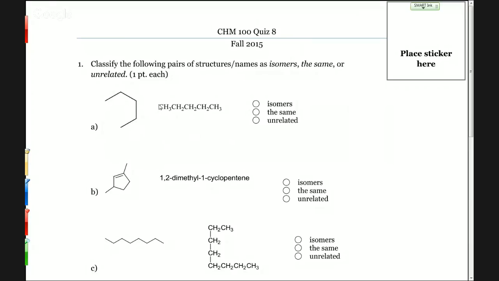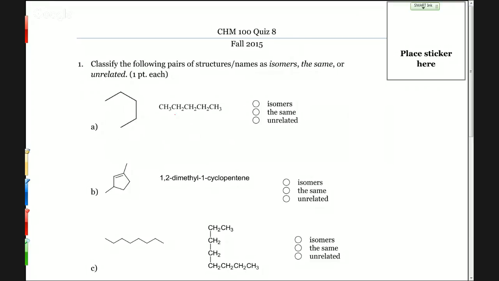Right, so for each of these, you have to name them as isomers, the same, or unrelated. As we talked about, a good way to do that is to name them both and then see if you come up with the same name for both structures. So in this case, we'd find that longest chain, which is 1, 2, 3, 4, 5 carbons. There's no branching stuff coming off, there's no substituents, so that's just pentane.